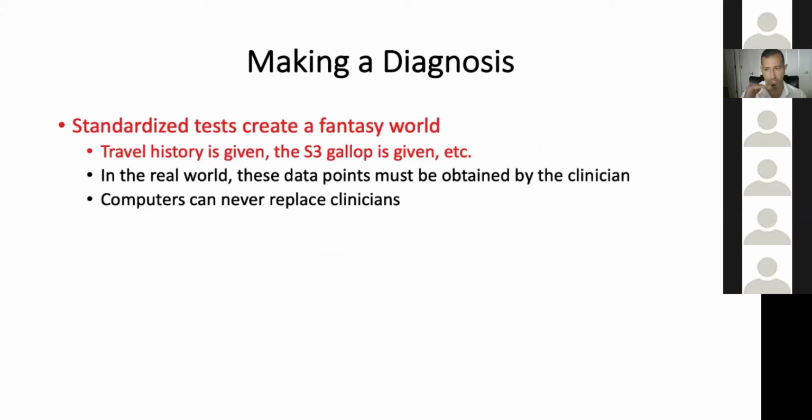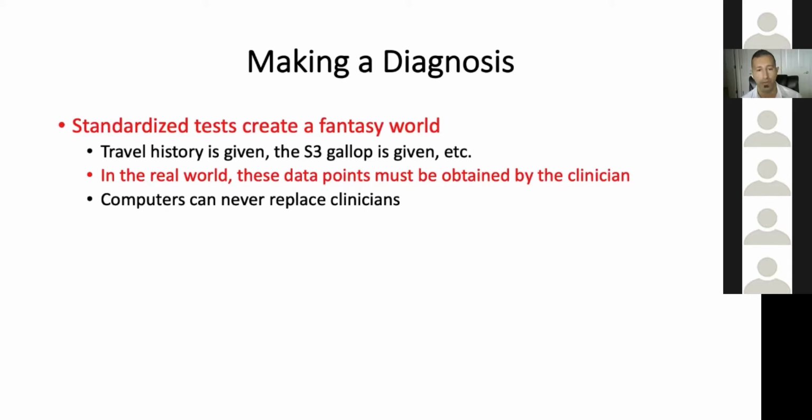They skip over steps one and two, which is knowing what information is important to acquire and having the skills to acquire that information. They assume that you have those first two steps and they give you all the clues. They tell you that the patient traveled to India last month, that there's an S3 gallop on exam. In the real world, patients don't come to you with signs saying, I traveled to Africa last month, or I have an S3 gallop, listen right here.